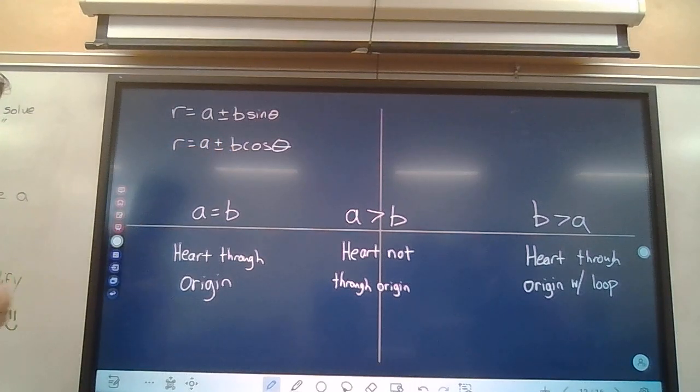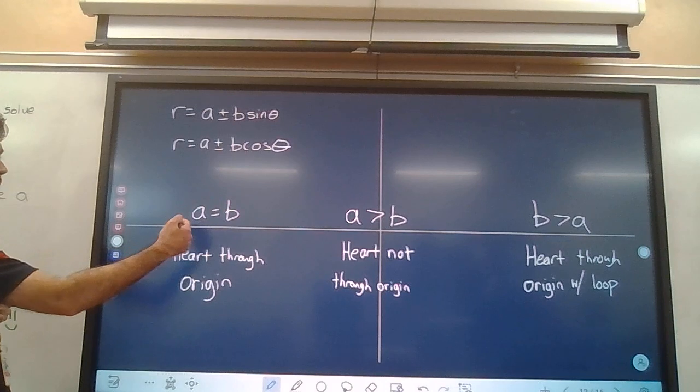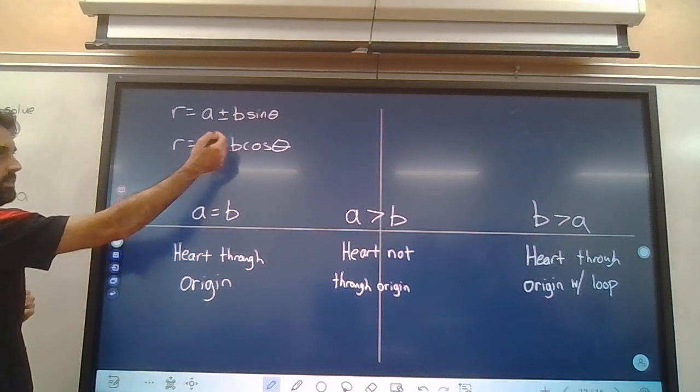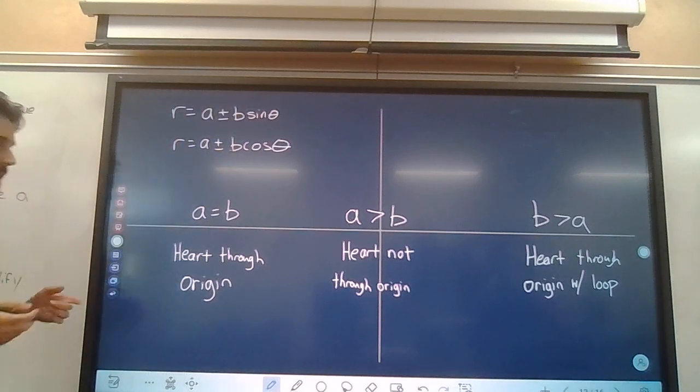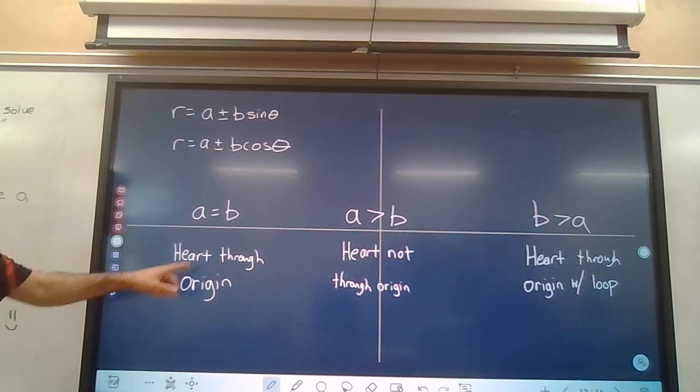Now, if a and b are the same number, so it's like 4 plus 4 cosine of theta, 4 minus 4 cosine of theta, or 2 plus 2 sine of theta, etc., you're going to draw a heart that goes through the origin.